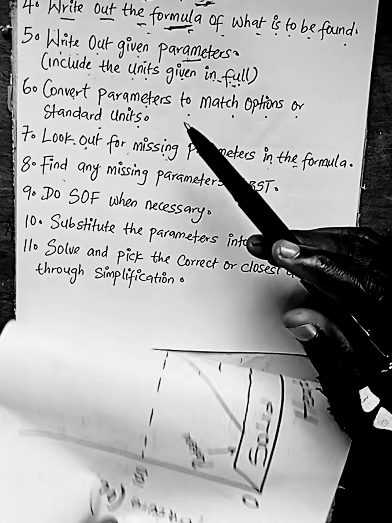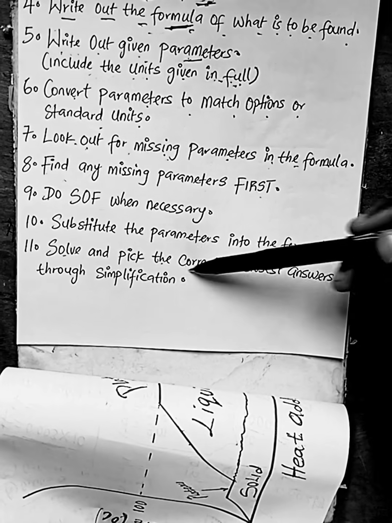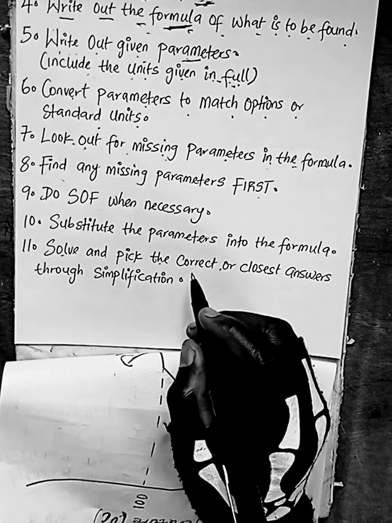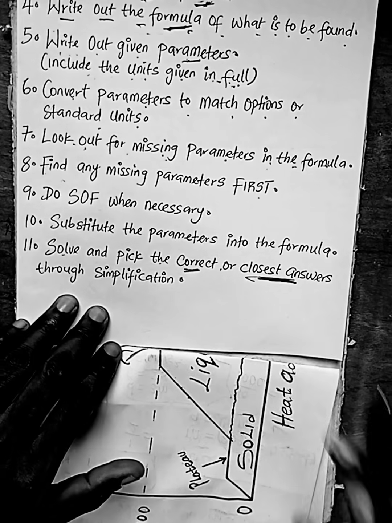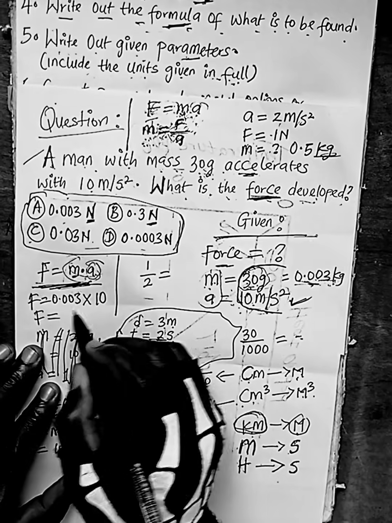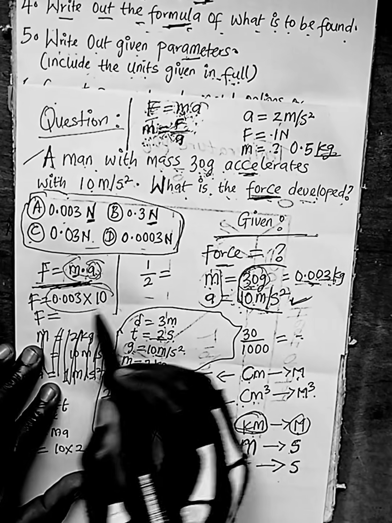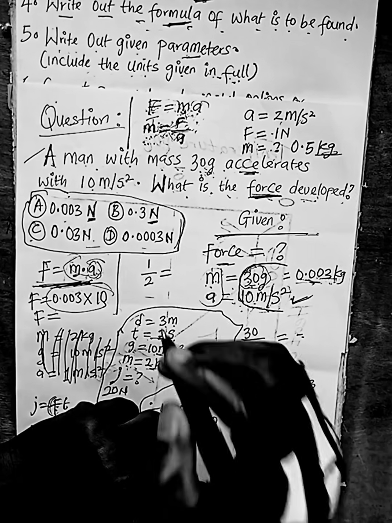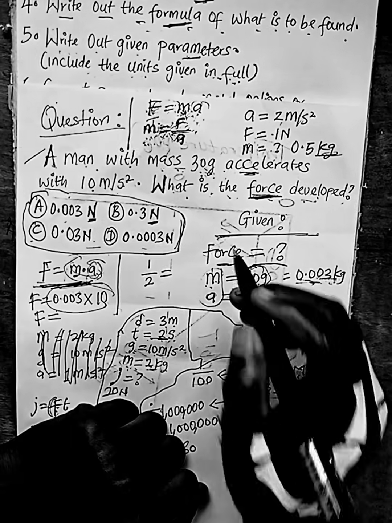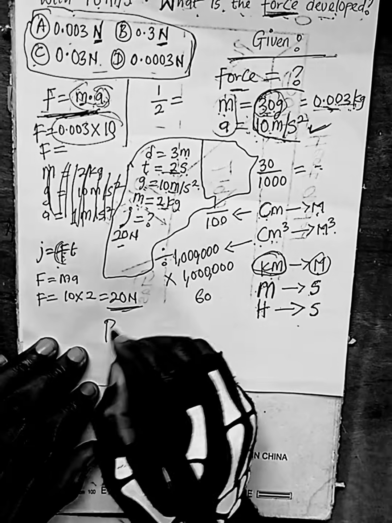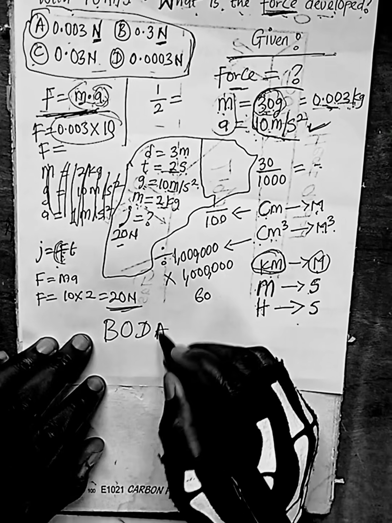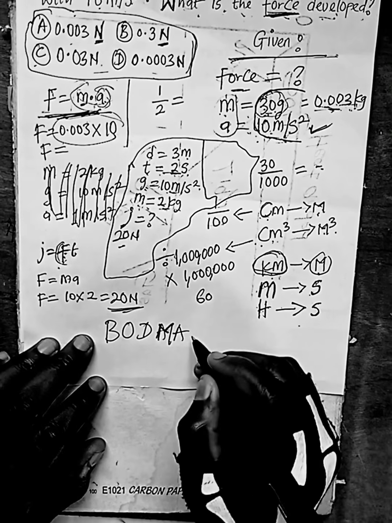Then after that, what do you do next? You solve and pick the correct or closest answer, or option, through simplification. So after substituting, we simplify next. You apply mathematical rules. Always be cautious where you need to apply BODMAS. BODMAS stands for bracket, division, multiplication, addition, and subtraction.